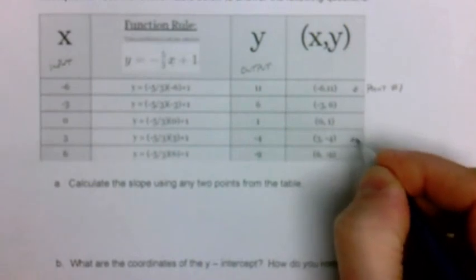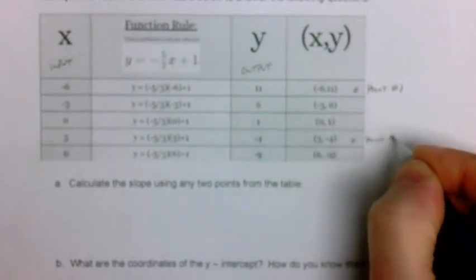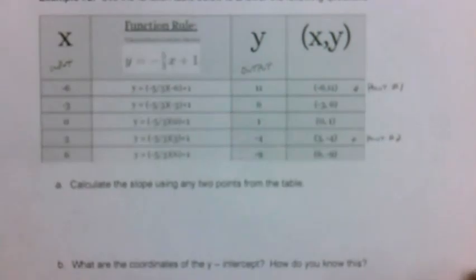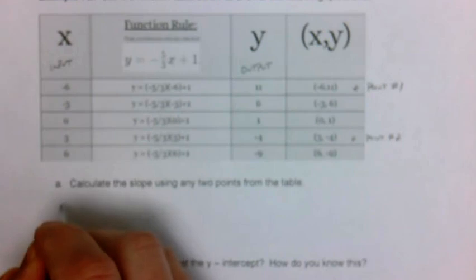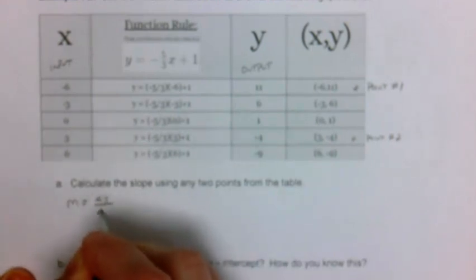And then we'll use this one over here. We'll call that point number 2. And again, I didn't have to use these two. I could use any 2 points, but I'm just going to use these for this example. So to calculate the slope, m equals delta y over delta x.